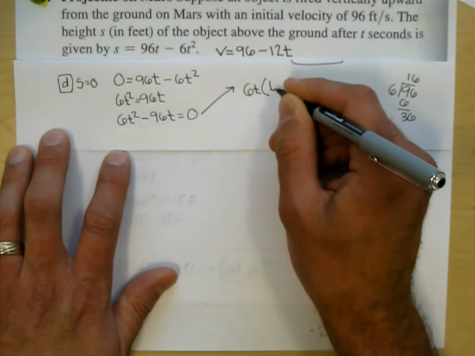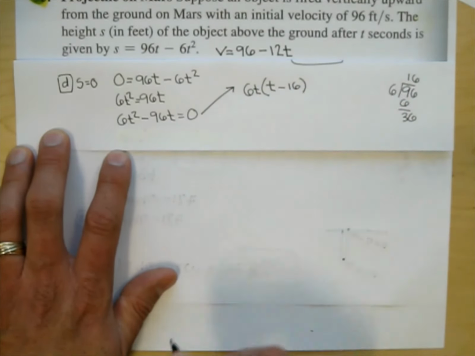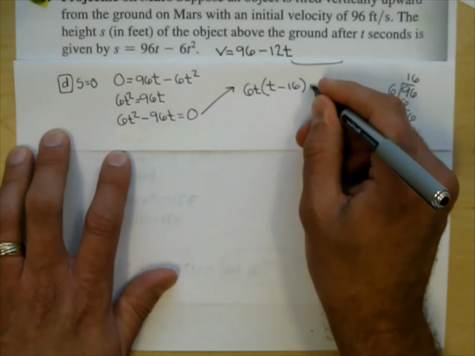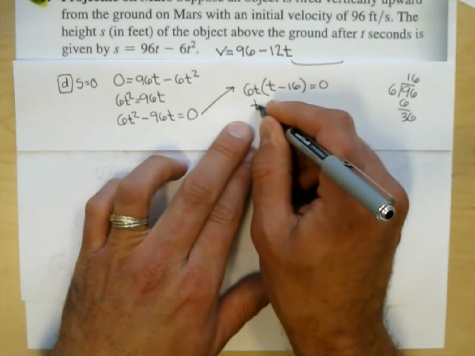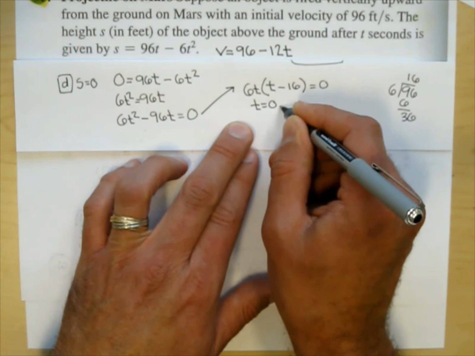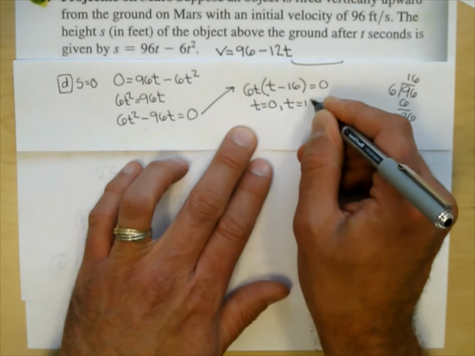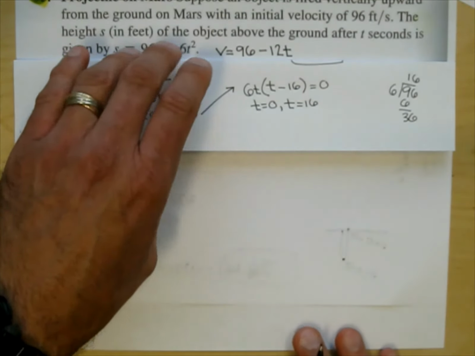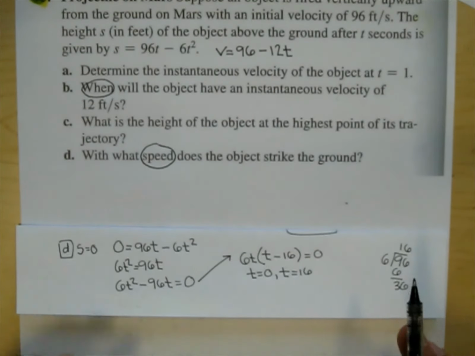So I have t minus 16, and then this gives me 0. So the 2 times where the height is 0 is at time 0, which makes sense since you're firing the object from the ground, and time 16. Now, what did it ask in this problem? It says, with what speed does the object strike the ground?